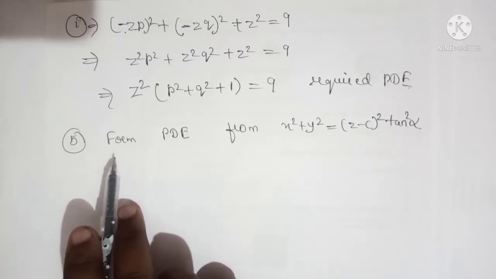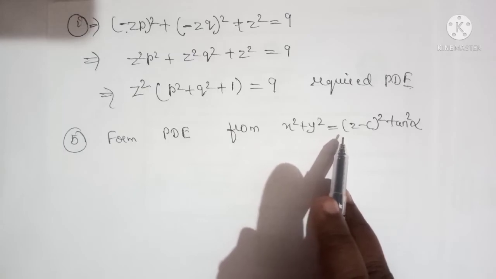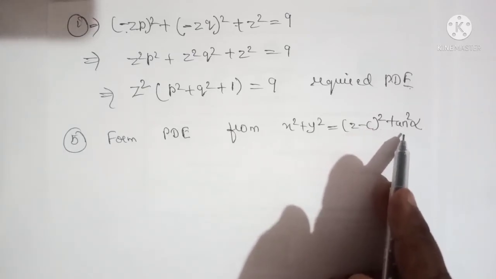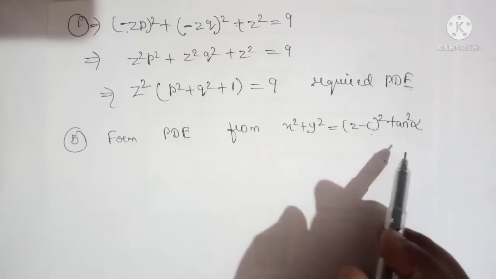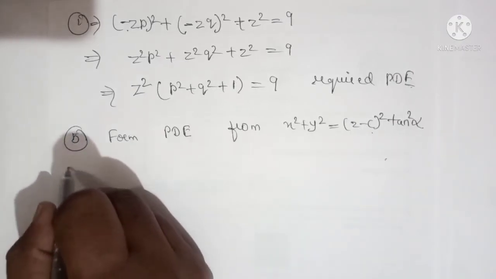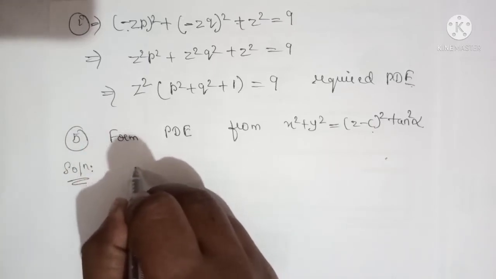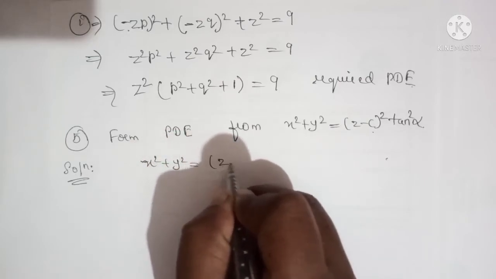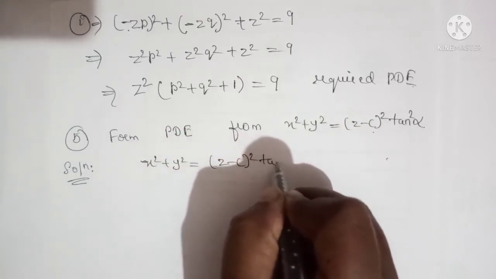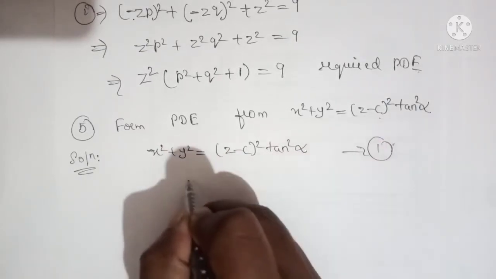Next question: form the PDE from x square plus y square equals (z minus c) whole square tan square alpha. Here the constants are c and alpha, so we have to remove this c and alpha. Solution: given x square plus y square equals (z minus c) whole square tan square alpha. Consider this as equation 1.